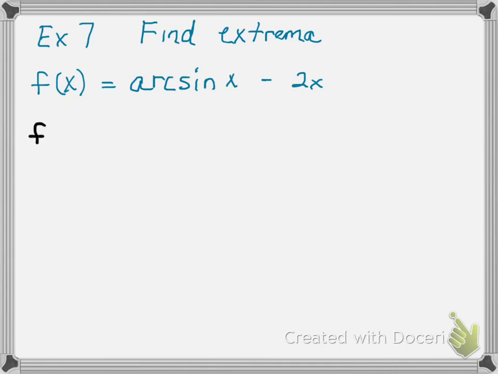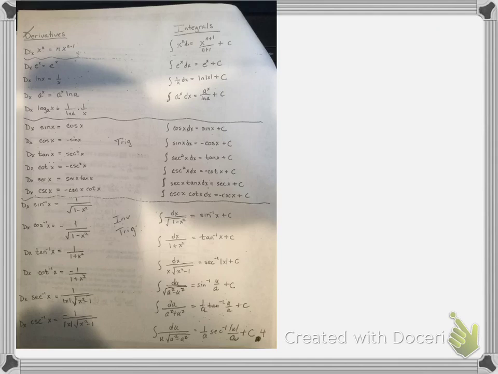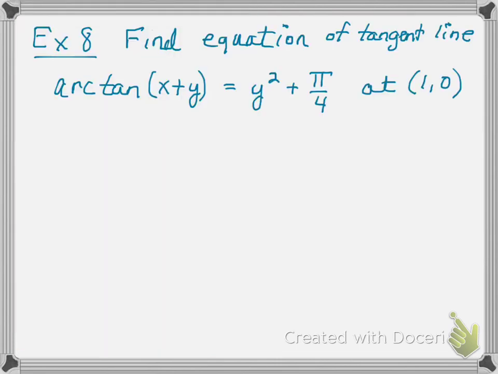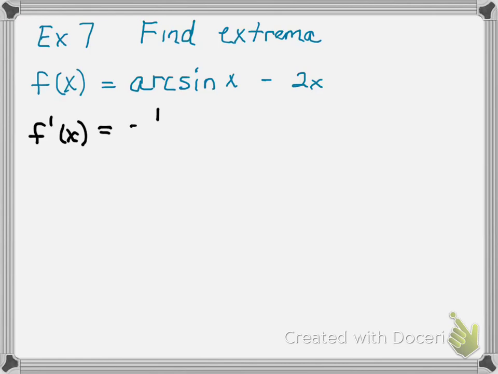So f prime of x will equal, let's see, we have an arc sine. Let's go look at the formula for that again. We had it a second ago. It's 1 over the square root of 1 minus x squared. That is the derivative of an arc sine. I have just an x, so I don't have to use the chain rule at all. And then for the second term, I have a 2x. The derivative of a 2x is simply a 2.